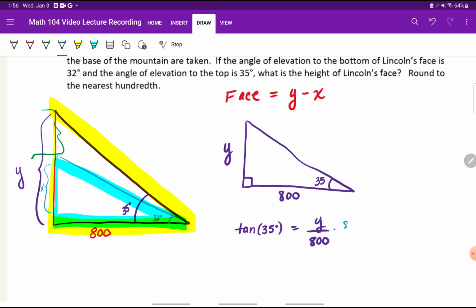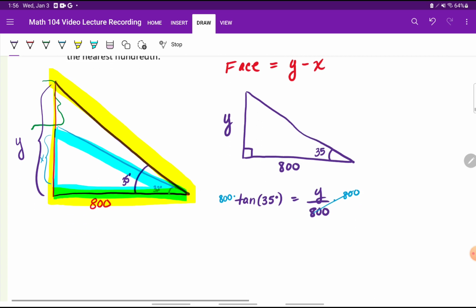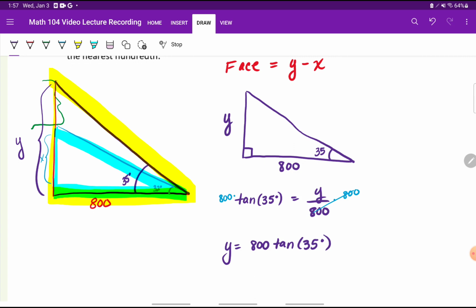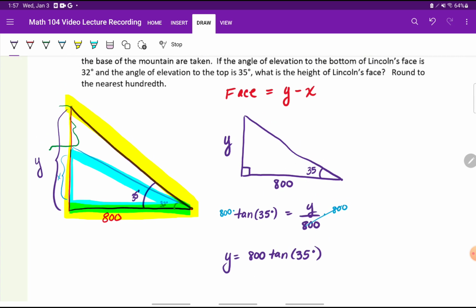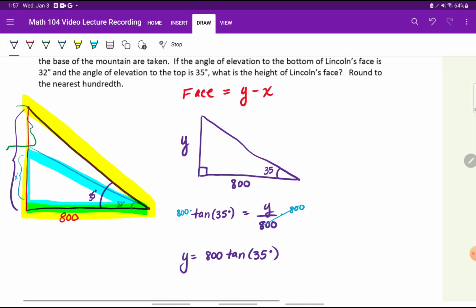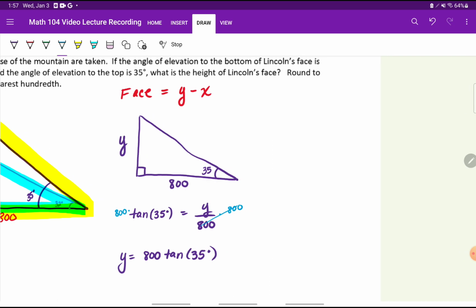We can solve for y by multiplying both sides by 800. And that gives us y equals 800 times tangent of 35 degrees. I don't want to plug this in my calculator right now because I really don't want a rounded answer to start working with, and subtract and then round again. So I'm going to keep this exact answer. Now let's do the other breakout triangle.